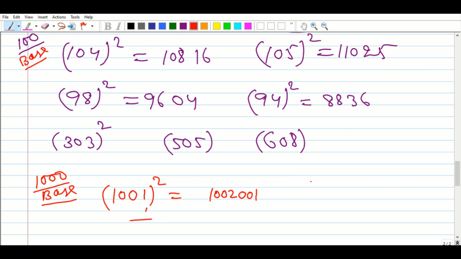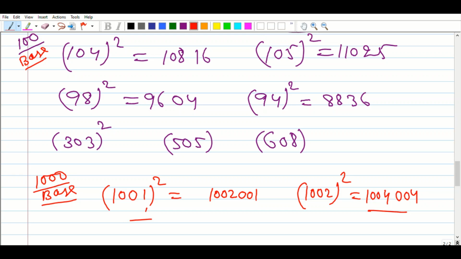For 1002, you can check. 2 2s are 4, so 3 digits are required, and 1002 plus 2 is 1004. It is your answer. So such type of concentration is required for such type of question. So never let your mind be depleted when you are doing such type of question.